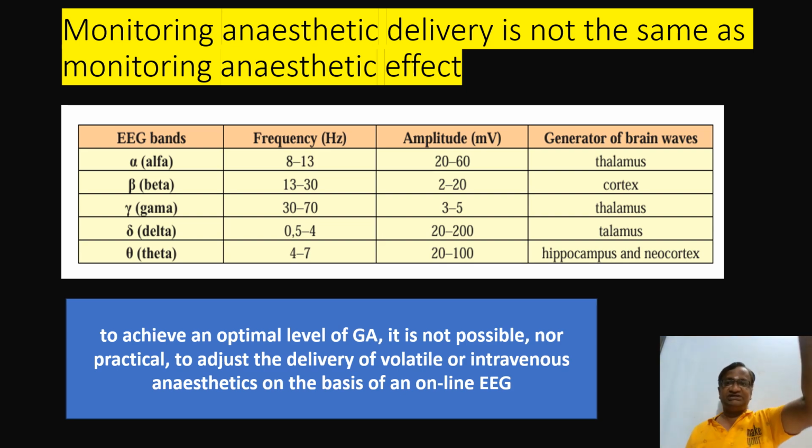That is different. That is what is given by so many monitors. The normal EEG is alpha, beta, gamma, delta, and theta, and thalamus, cortex, and so many things. To achieve the optimal level of GA, it is not possible to adjust the volatile on the basis of an online EEG.